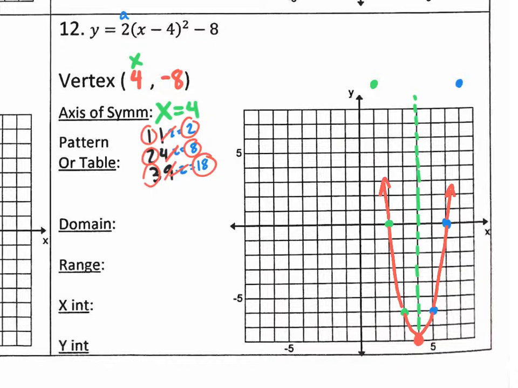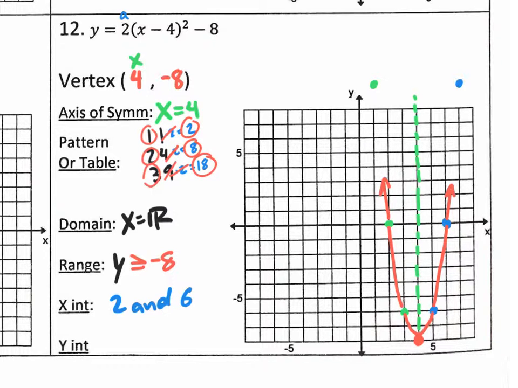It's narrow because the a value is 2. It's further away from 0. The closer it is to 0, the wider it gets. The domain, x equals all real numbers. The range, y is what? Greater than or equal to negative 8. Perfect. And the x-intercepts? 2 and 6. Excellent. 2 and 6. This is not precise. This is exact. It crosses exactly right here at 2 and right here at 6.